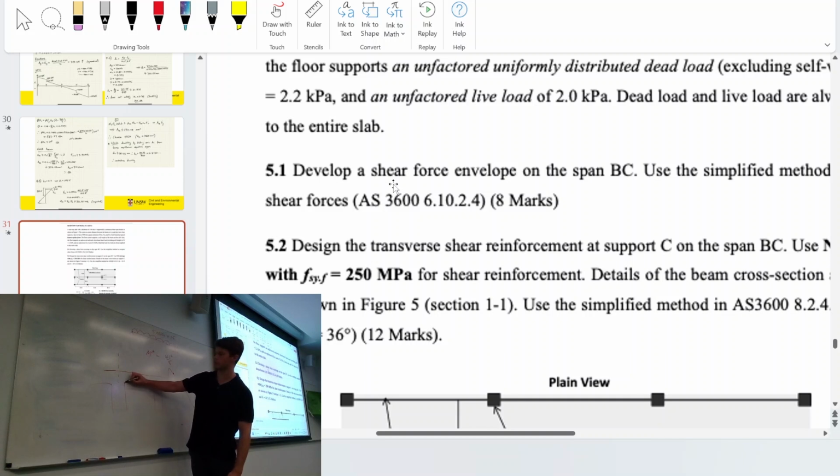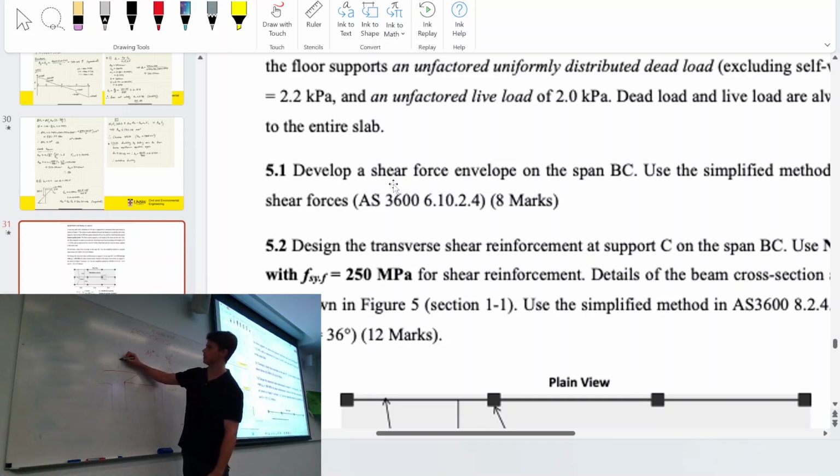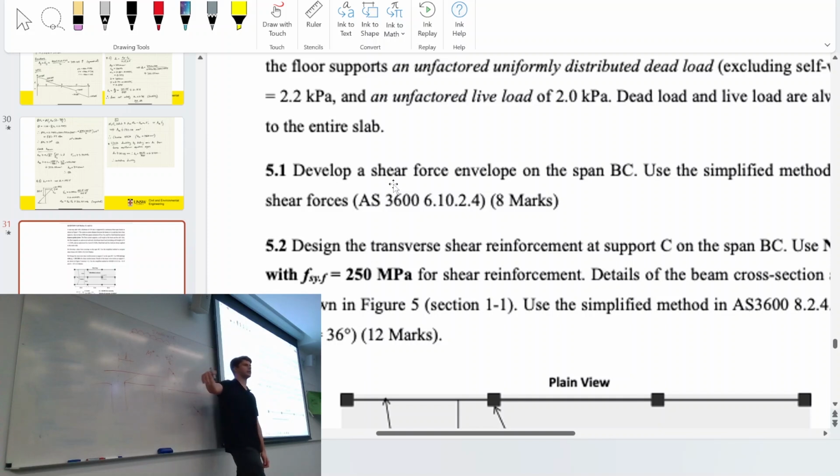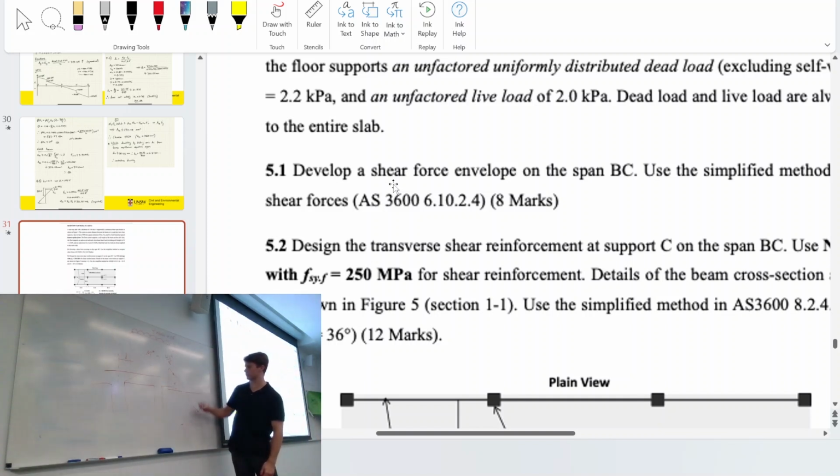You're interested in the shear force that's happening right here at this point, or technically at an angle. So you basically take this distance d away from the center of the column. So when you do your shear envelope, you're just getting that. That's all that means whenever it says shear force envelope.